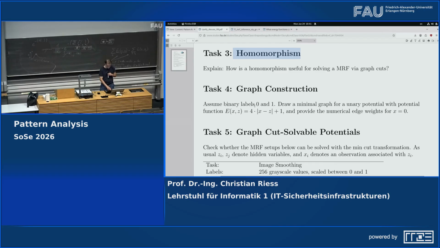So let's say we have binary labels 0 and 1. Draw a minimal graph for a unary potential with potential function E(z) equals 4 times (x minus z) plus 1, and provide the numerical edge weights for x equals 0.